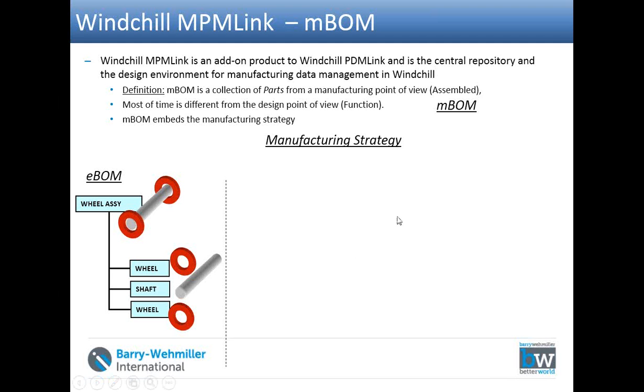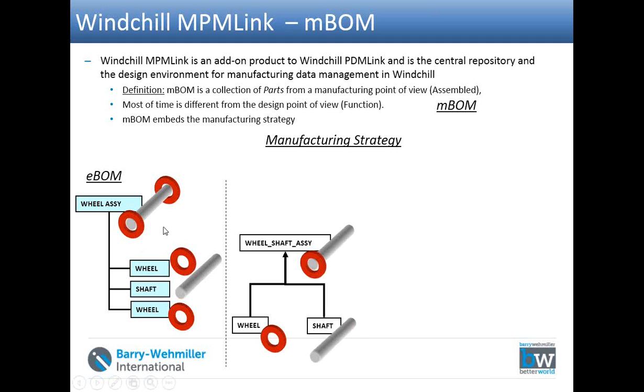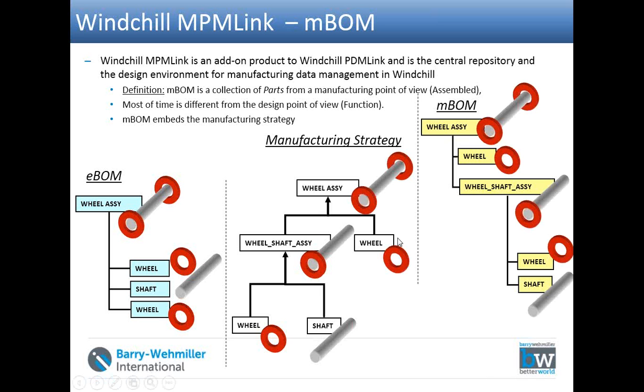If you see this example of a wheel assembly, the manufacturing engineer will define the strategy of how this part is to be manufactured as per his capability and the manufacturing process. Engineering can say it's the wheel assembly, but manufacturing can have a different strategy for how this part can be manufactured. And then at the last, after defining the manufacturing strategy, the manufacturing engineer will create the M-BOM as per his defined manufacturing strategy.